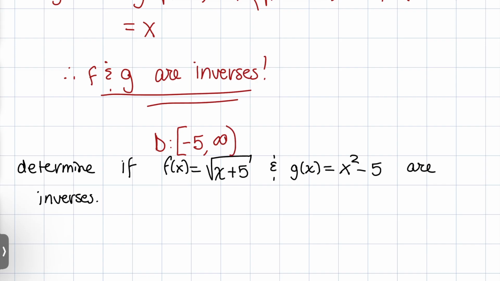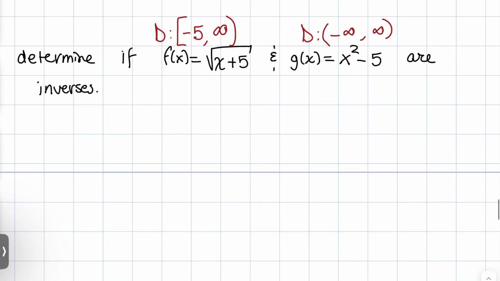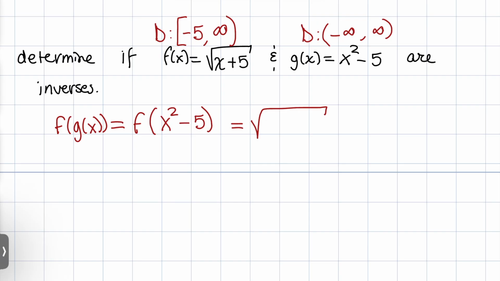And this one is going to be all real numbers. So right off the bat, we're going to have to be careful here because we need to make sure that this works when we're trying to show inverses. So f of g of x, we get f of the square root of x squared minus 5, which equals the square root of x squared minus 5, plus 5, which gives me the square root of x squared, which gives me plus or minus x.